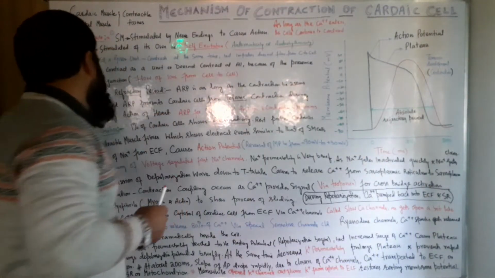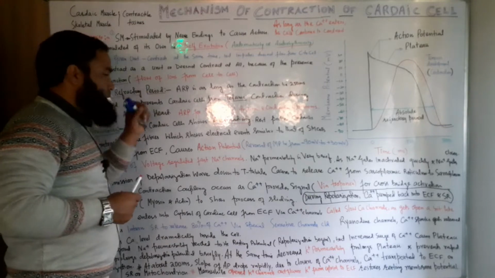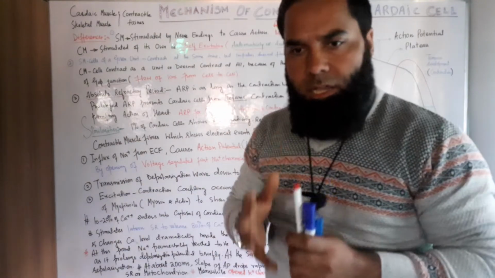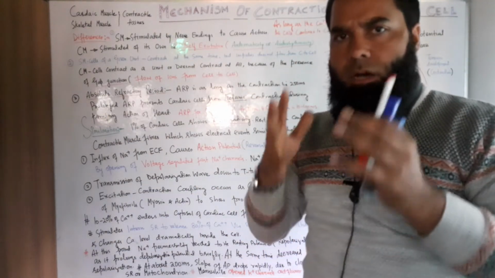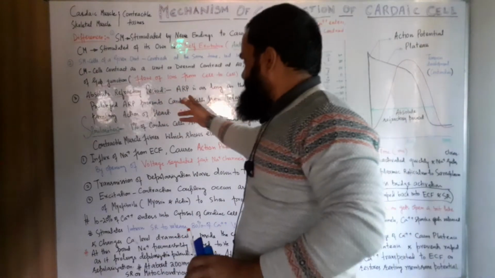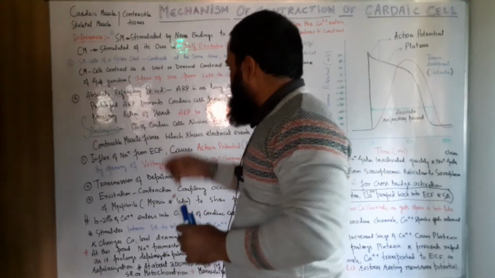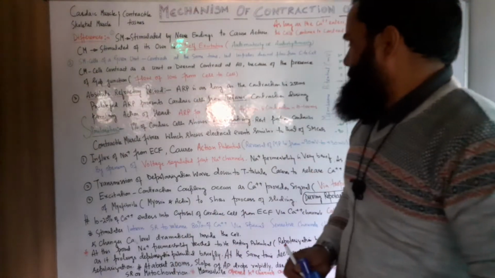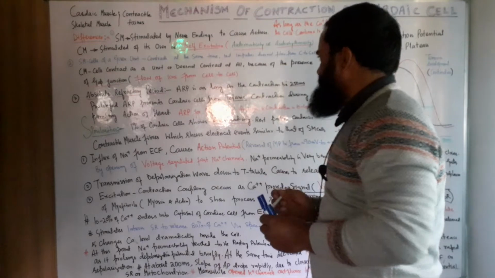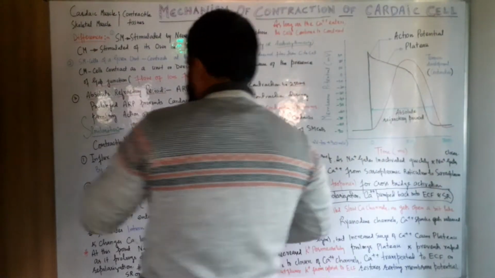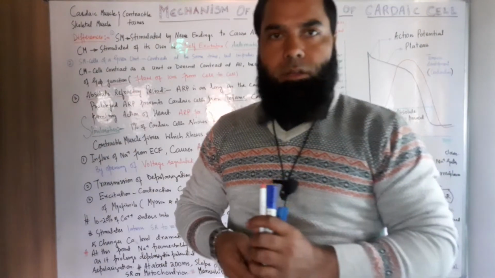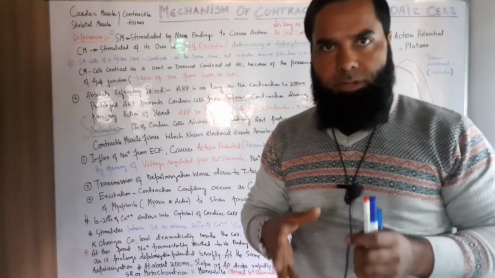And the third difference is the absolute refractory period. Absolute refractory period is the inexcitable period in which sodium channels are closed or open or inactivated. And this absolute refractory period, represented as ARP, is as long as the contraction of the cardiac cell. That means it is 250 milliseconds. The prolonged ARP prevents the cardiac cells from tetanic contraction.